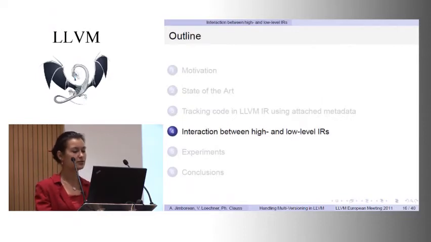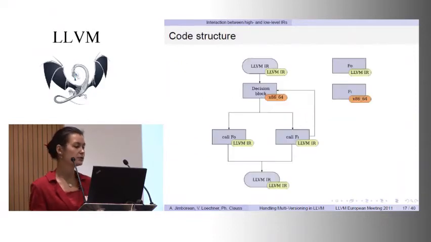Now let's see the interaction between high and low level intermediate representation. Why do we need this? Because we have a code structure that looks like this. We have the embedding LLVM code, which is in the LLVM intermediate representation, which goes into our new decision block. This is, in our case, represented in x86-64, which can choose either to do a call to a function that contains the original version or to a function that contains the instrumented version, which in our case will be in x86-64. So we always have to switch between the LLVM IR and the x86 representation.